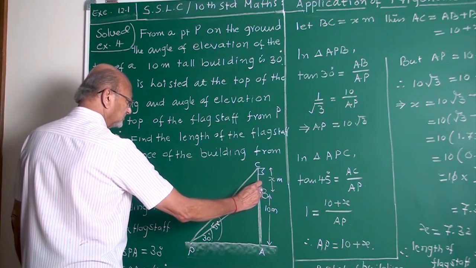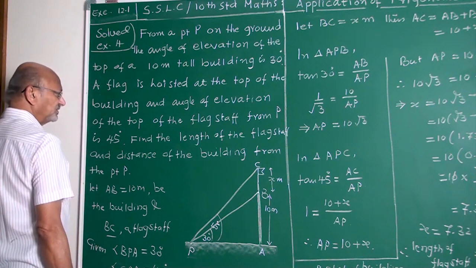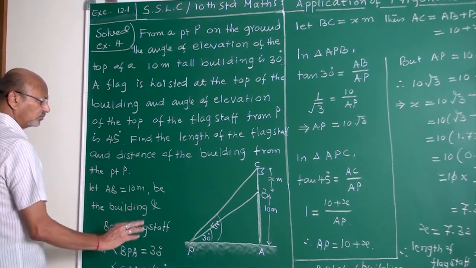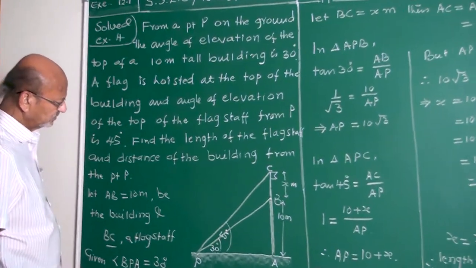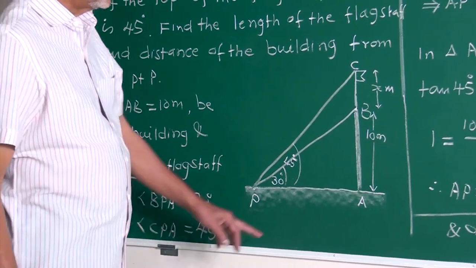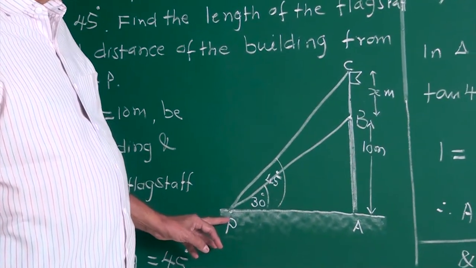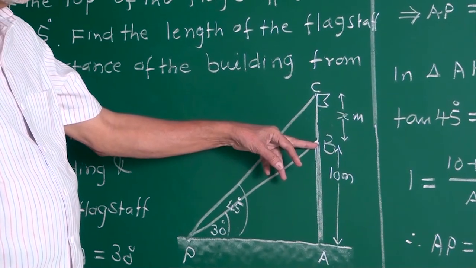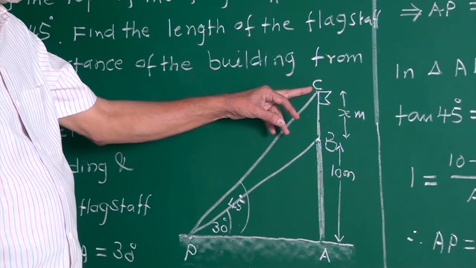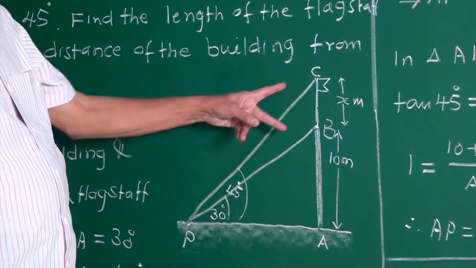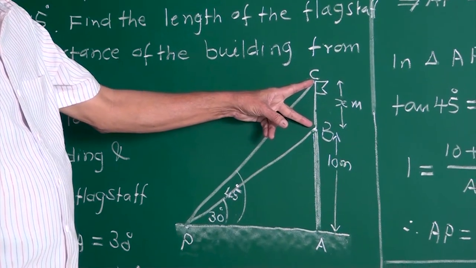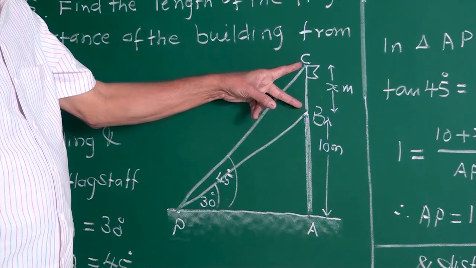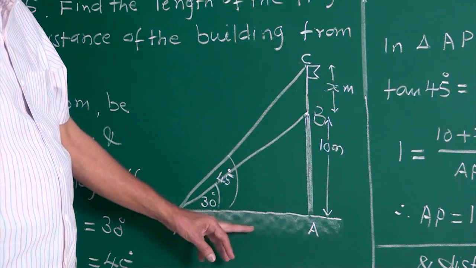This length means height: the length of the flagstaff and the distance of the building from the point P. Yes, my friends, there is a point P on the ground and a building here. The angle of elevation from P to the top of the building is 30 degrees. A flag is posted on the building. The angle of elevation of the top of the flagstaff from P is 45 degrees. You have to find AP as well as BC, which I have taken as X.